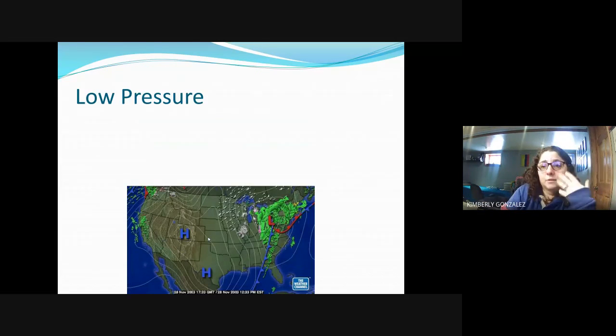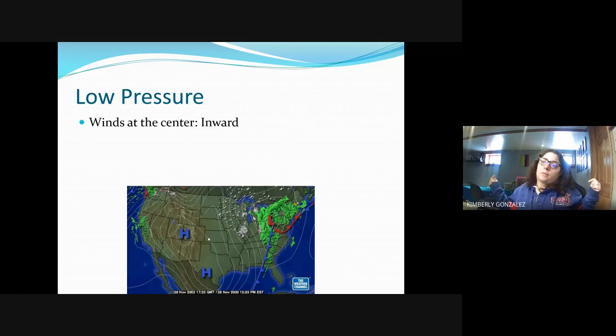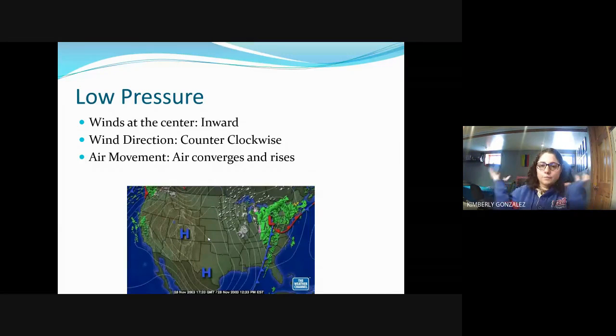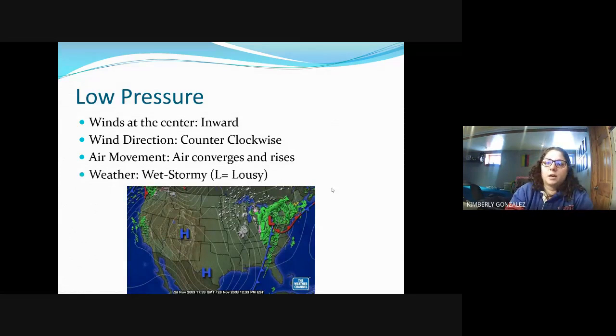So low pressure systems are the complete opposite, which means that the winds are going to be moving in to the center, okay, in a counterclockwise fashion. So when they come in and counterclockwise and up, okay, remember converges means comes together and then rises up, okay. Now just by looking at the map, we can tell that if you have a low pressure system, that's where the precipitation is going to come in. So it's not only that you're going to have L for low pressure, but you're going to have L for lousy weather, like stormy weather.